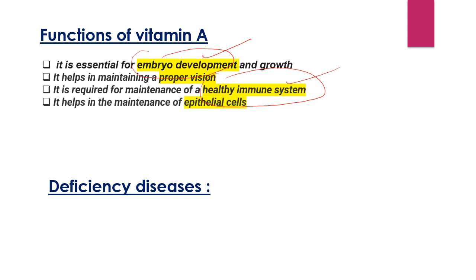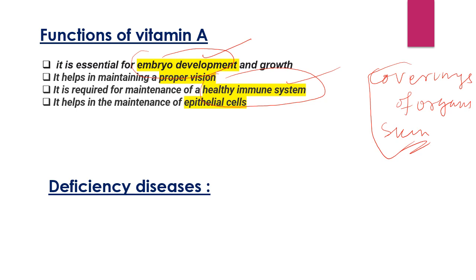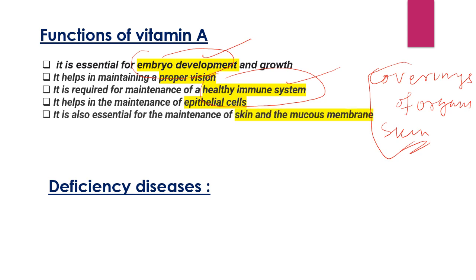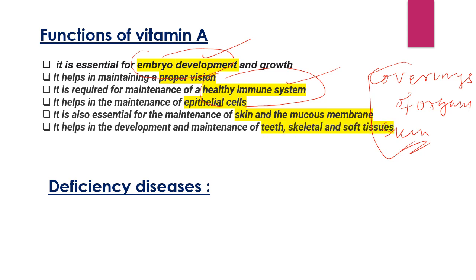Next, it helps in the maintenance of epithelial cells. What are the epithelial cells? Let us know. The cells which are present in the coverings of organs, including our skin, are called epithelial cells. So vitamin A is also responsible for the maintenance of epithelial cells. Next, it is also essential for the maintenance of skin and mucous membrane. Next, it helps in the development and maintenance of teeth, skeletal, and soft tissues.